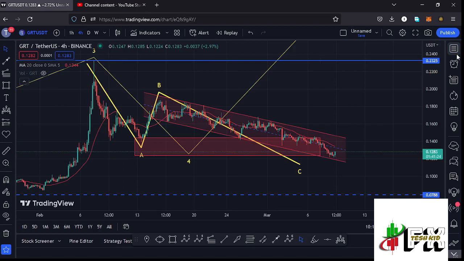I'll be giving you the latest developments that have been happening here on the GRT chart, which at the time of this recording has continued to hold below the 20-day MA here on the 4-hour chart, which is now acting as resistance. We have also continued to trade within this descending channel, which could possibly give us a breakout to the upper side in case we continue gearing up and also see a break above the 20-day MA here on the 4-hour chart.